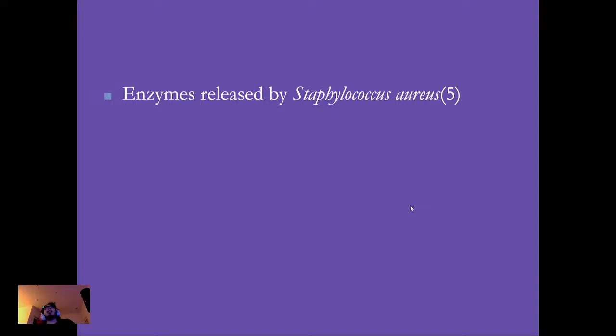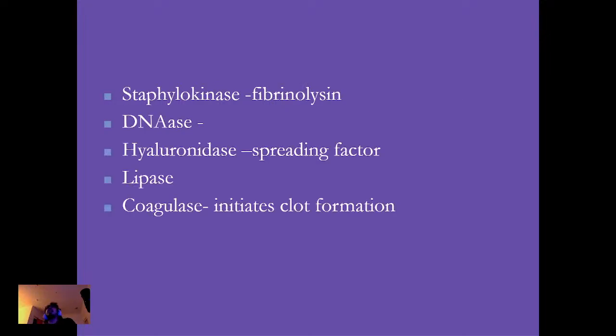Enzymes released by Staph aureus. There are 5. I'll recite them one by one. Let's see if I still remember. Staphylokinase, DNase, hyaluronidase, lipase, and coagulase. Let's check if Sir Manuel is right. The function of staphylokinase is a fibrinolysin. Okay? Fibrinolysin. It breaks apart the fibrin.